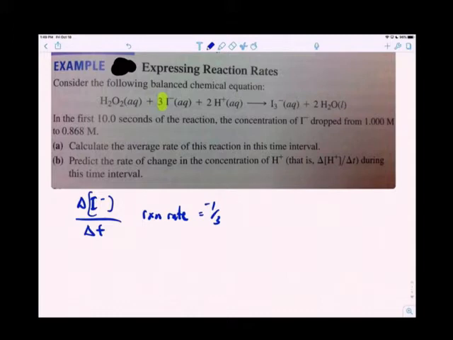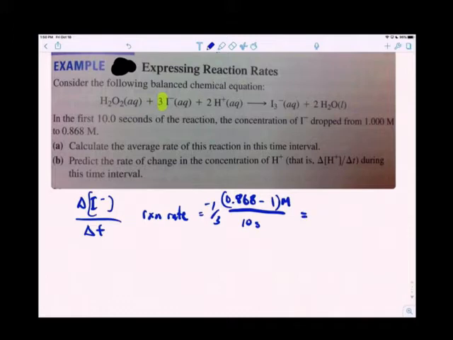Then we have to do the change, final minus initial. So minus 1/3 times the concentration change. The final is, no, I'm sorry, the final is 0.868 minus 1. So that's the change in concentration. The change in time is 10 seconds.